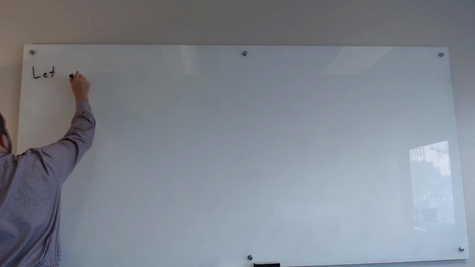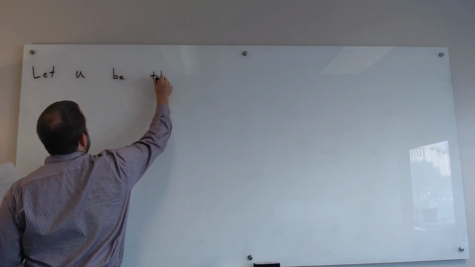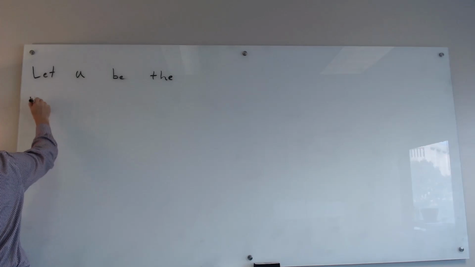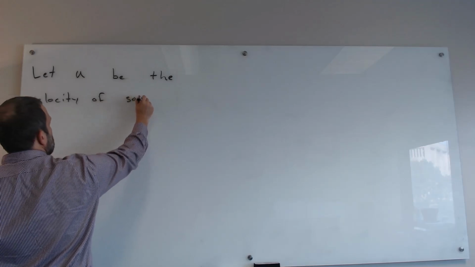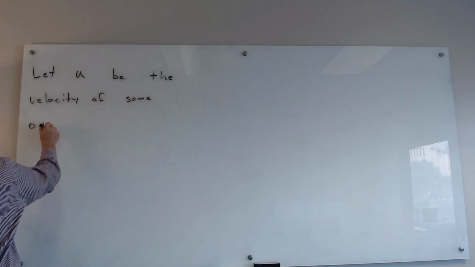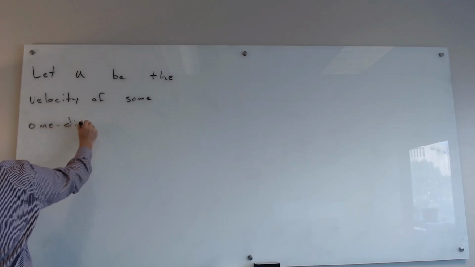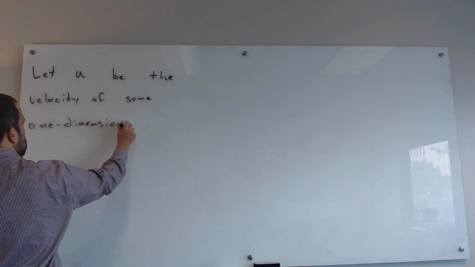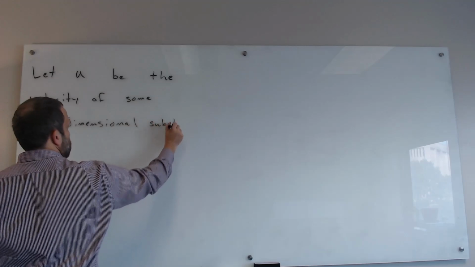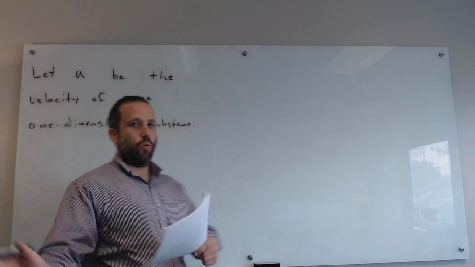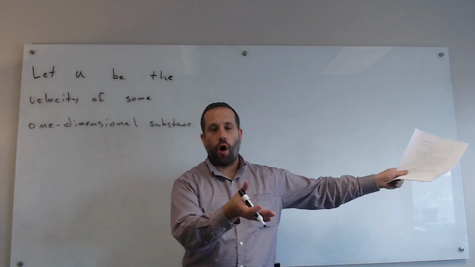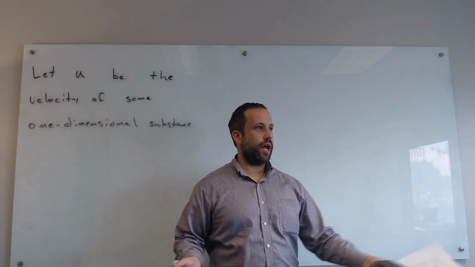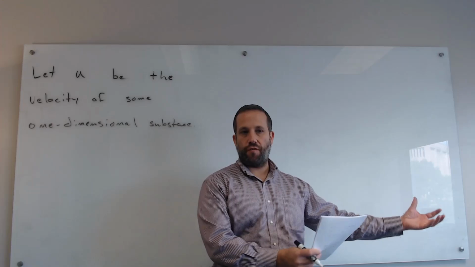So let u be the velocity of some one-dimensional substance. Okay, so this could be water in a pipe, it could be gas flowing in a pipe, it could be people walking in a line, it could be cars going down a road, whatever. The velocity of something that's just moving in one dimension.